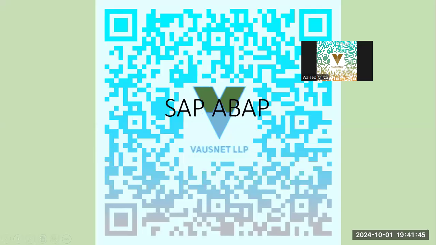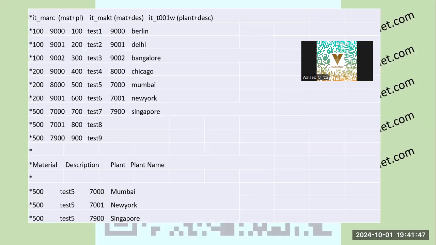Okay, today we discuss internal tables, and what we are going to build is this, where we'll be using these tables: IT_MARC, internal table IT_MAKT, and IT_T001W. MARC is for material and plant info. Material plus description will come from MAKT, and T001W will have plant and description. So we have these plants and descriptions.